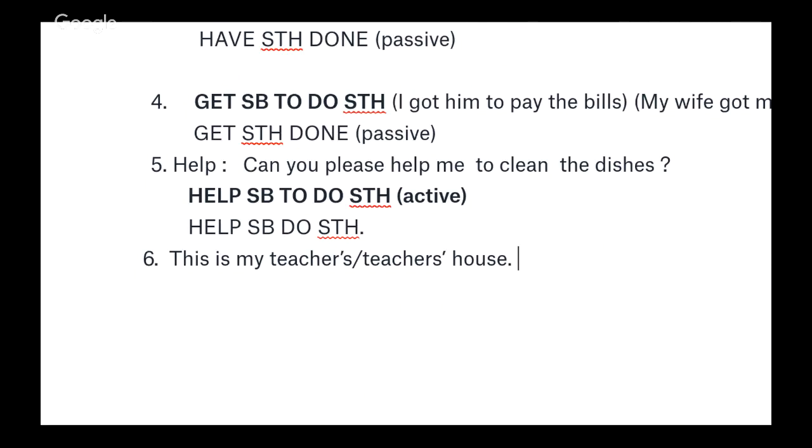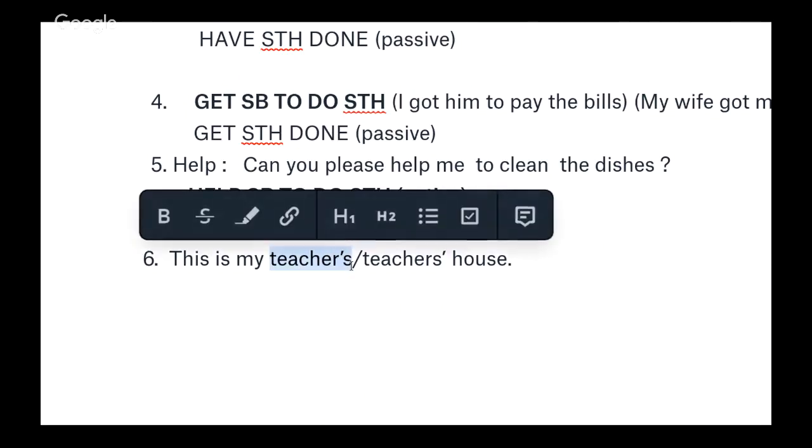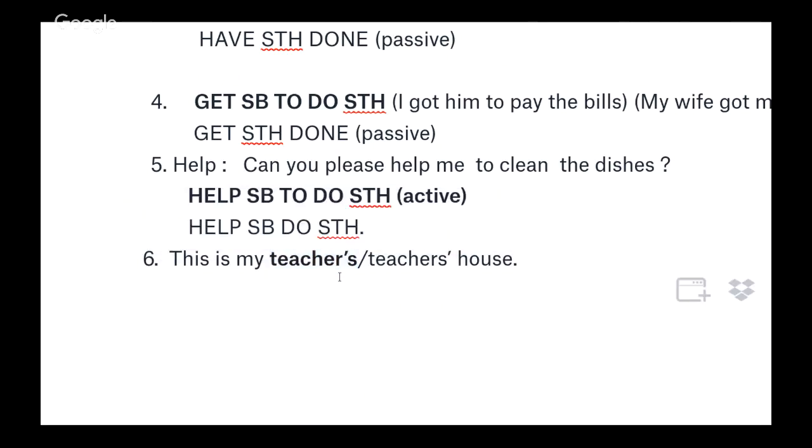Now, do you know when we use this first one? When we use teacher with apostrophe first and then S. Do you know when we use the first one? How can a teacher be uncountable? We use it when we are just talking about a single teacher. A single teacher, one person.